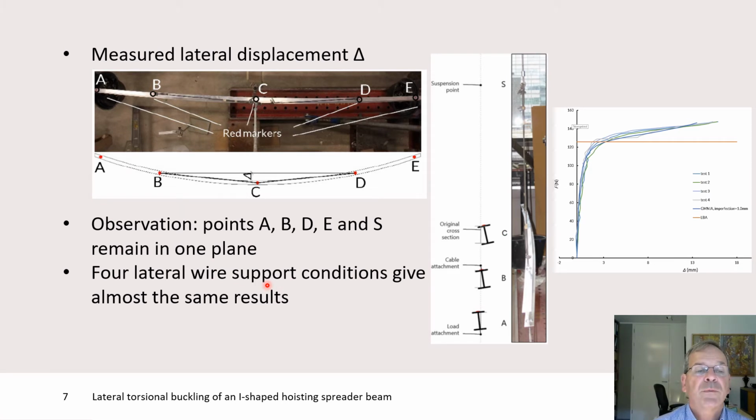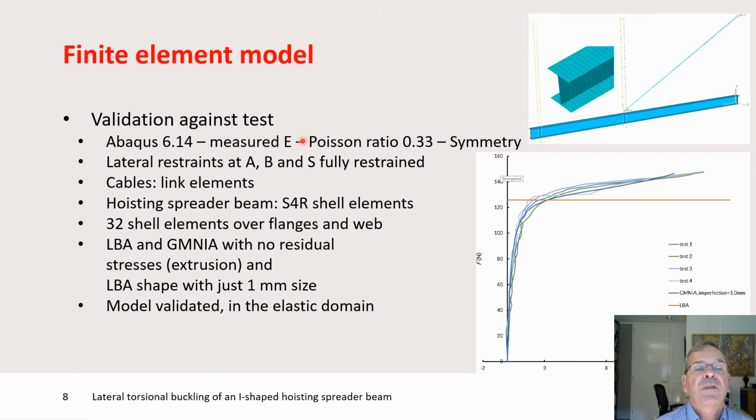Another observation which is important is that the points A, B, D, and S remain in one vertical plane, which you can see in this graph, which was taken from the front of the test. So all these points were in one vertical plane. And this is important because it means that we now can apply some boundary conditions in a finite element method. Which brings me to the finite element method.